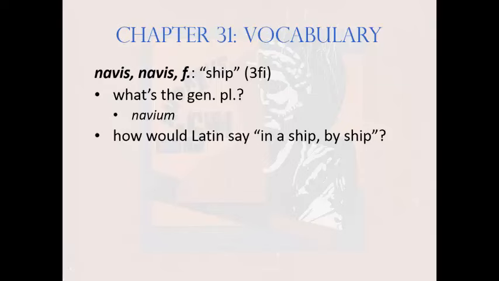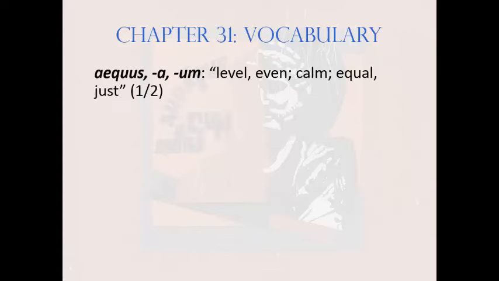The only change from usual third declension in a masculine-feminine I-stem is to add an extra I in the genitive plural. Thus, the ablative singular of navis is nave, with a short E ending like most third declension nouns. The next word is aequus, meaning level, even, calm, equal, or just.